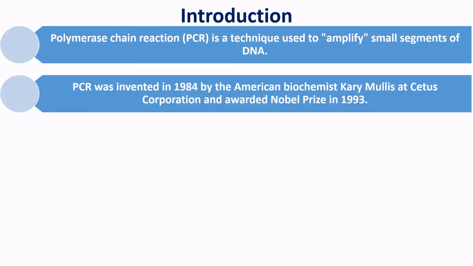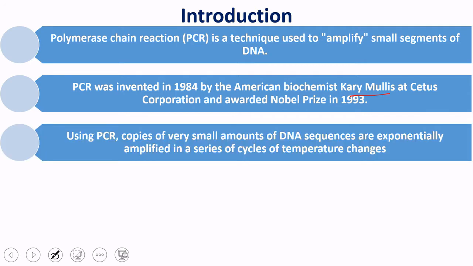PCR was invented in 1984 by an American biochemist. His name was Kary Mullis, and later on he was awarded the Nobel Prize in 1993. PCR uses a very small amount of DNA, and it increases exponentially. It means you will have a tremendous number of DNA fragments after a few cycles in a very short time span.